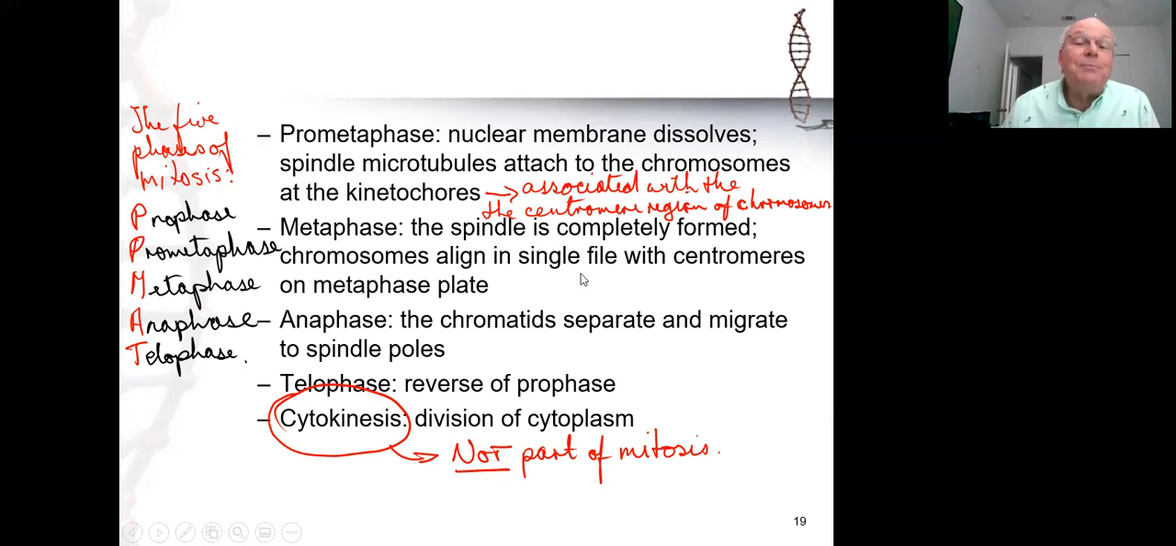In anaphase, again, there's a very simple way of recognizing anaphase. The two sister chromatids separate.